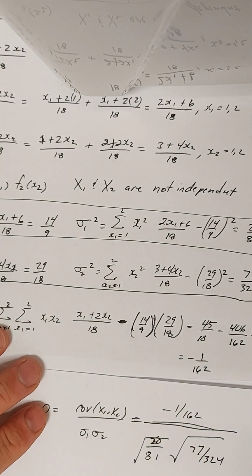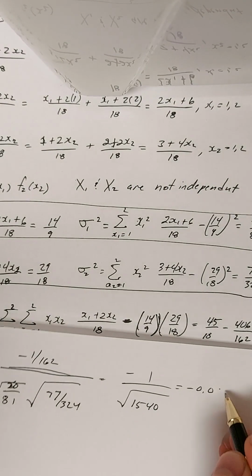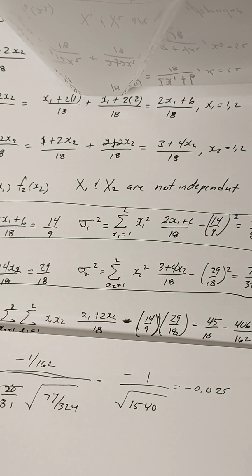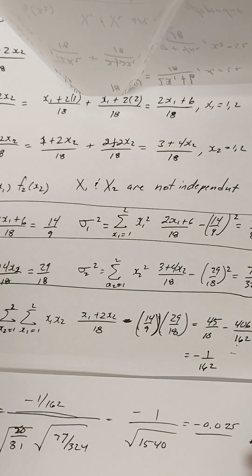Okay, and if we simplify this, this is negative 1 over the square root of 1540, which is negative 0.00525. Okay, and so there is then the correlation coefficient, the covariance we found up here, and then all the other values as well. Okay, all right, I think that was helpful, and I'll see you in the next video.